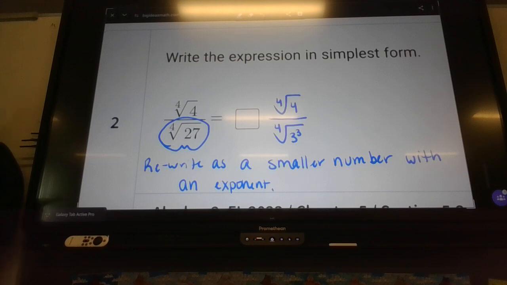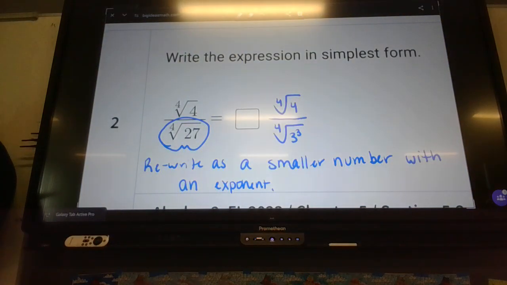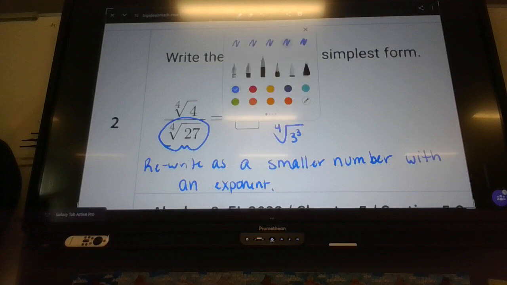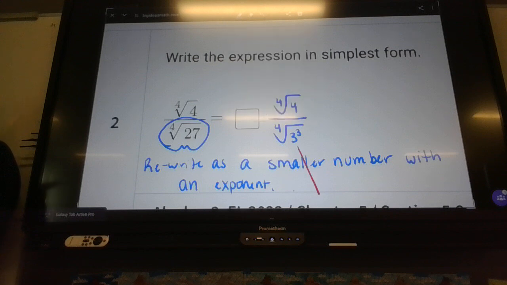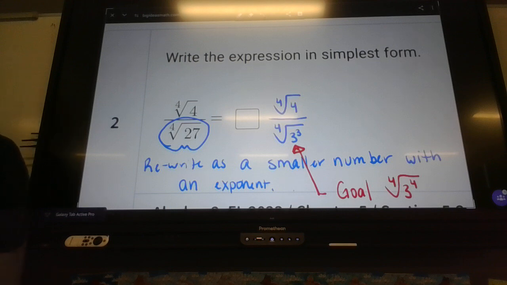All right, so you probably didn't know that this would ever be a goal of yours, but here it is. We're setting goals for numbers. When I look at this denominator, my goal would be the 4th root of 3 to the 4th. So this is a new goal for you to set as far as all the times you're working with numbers: for an index and an exponent to match.